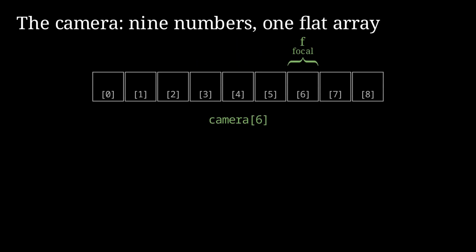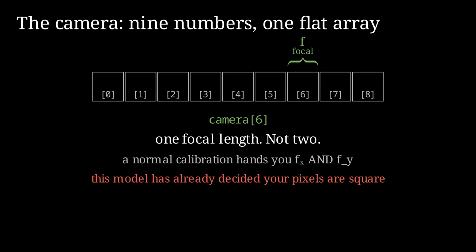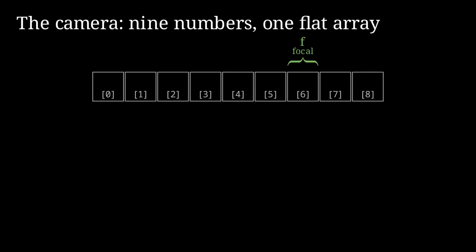Then F, camera. A single number, the focal length. And note, 1 focal length, not 2. A normal calibration hands you fx and fy separately. This model has already decided that your pixels are square. For most sensors made in the last 20 years, that's true. It's still a decision and it was made for you.